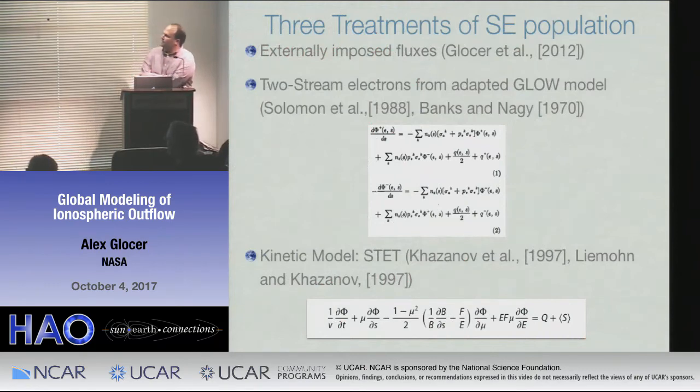Well, we get them from three choices. The first choice is the simplest. You take an external calculation for the superthermal flux and impose that on the model together with a collisionless kinetic mapping, and that gives you one approach.